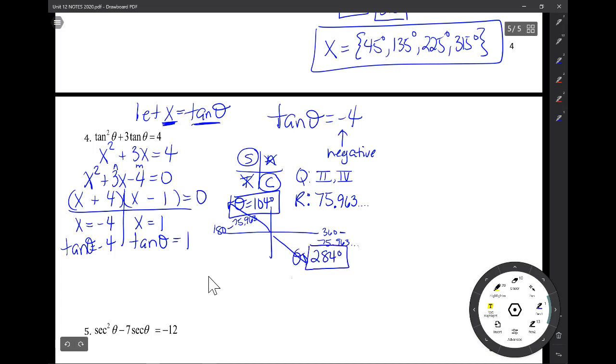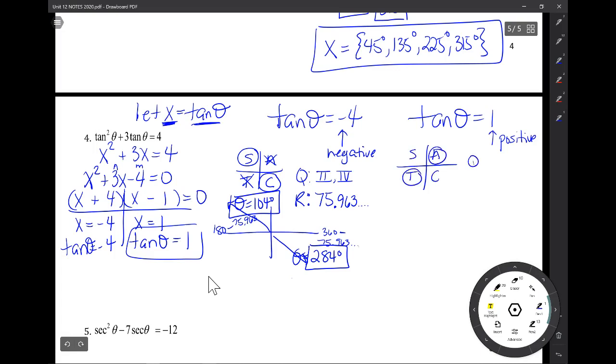Now you might be thinking, all right, that wasn't too bad. Well, remember, that's half of the question. We also have tan equals positive 1. If tan equals positive 1, this is positive. And so if it's positive, we are going to be looking in quadrants 1 and 3 this time. So for this answer, we will have answers that fall in quadrants 1 and 3.